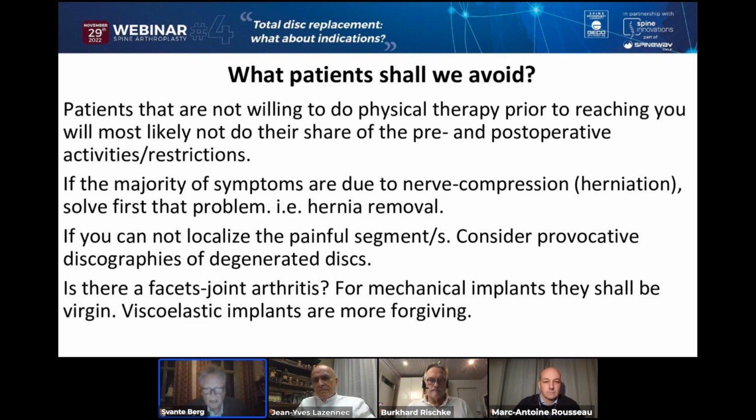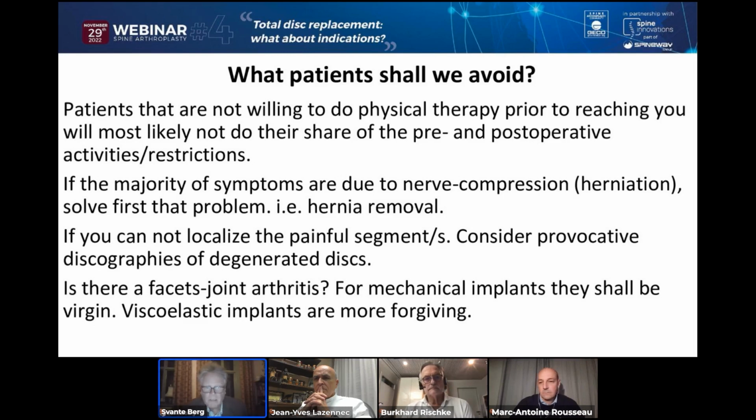When I'm in doubt, I use provocative discographies of degenerated discs. We all know that discography in itself can induce degeneration, but if we use it on already degenerated discs, that is not an ethical problem, because we need to know exactly if they have five degenerated segments in the lumbar spine. We have to know which of these segments are the ones producing the pain. We don't operate on the MRI scan.